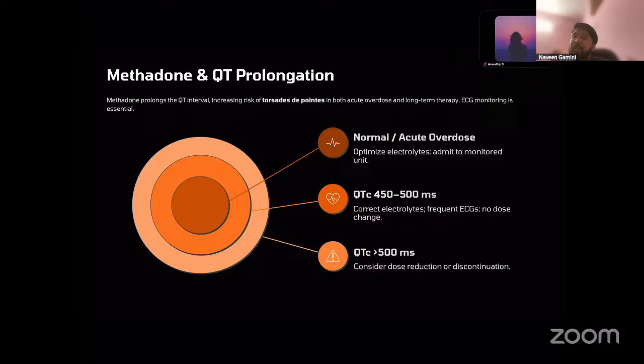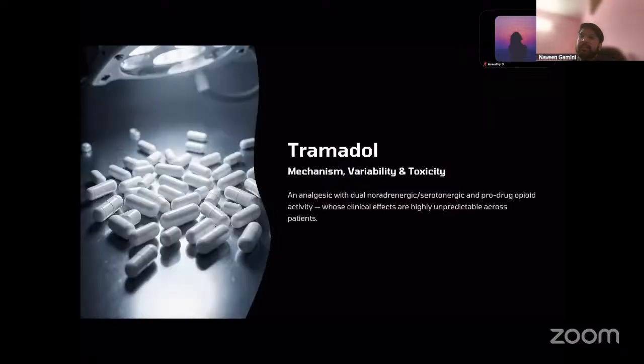But if the QTc is prolonged to 450 to 500 milliseconds, in this range, we just correct the electrolytes, repeat the ECGs and monitor the patient. But definitely, if the QTc is more than 500 milliseconds, we have to consider methadone dose reduction or discontinuation of the drug. So this is the way we have to target treatment. Suppose a patient is being given methadone for chronic analgesia. On repeat follow-up, we need to get ECGs. Depending on the QTc, we need to further reduce the dosing of methadone, or correct the electrolytes.